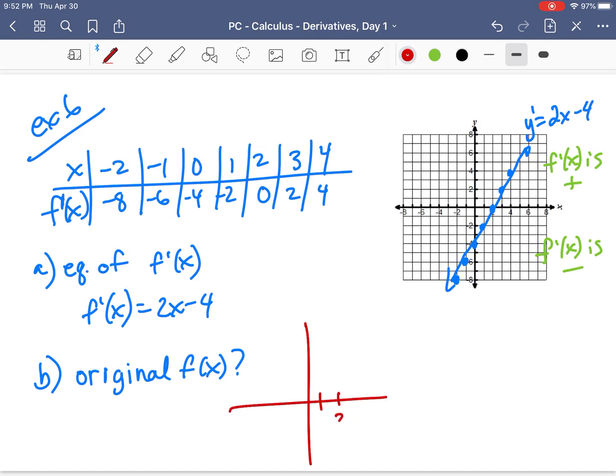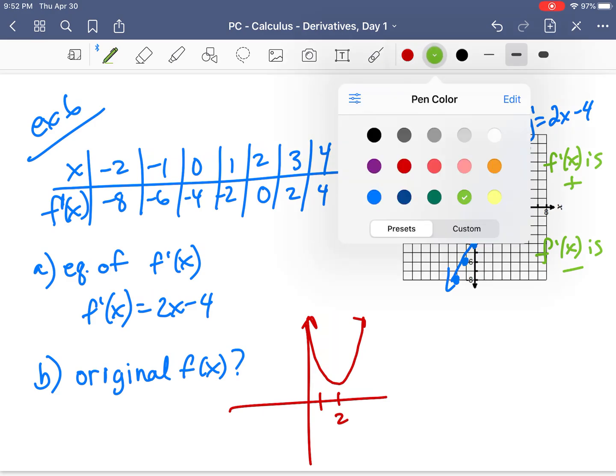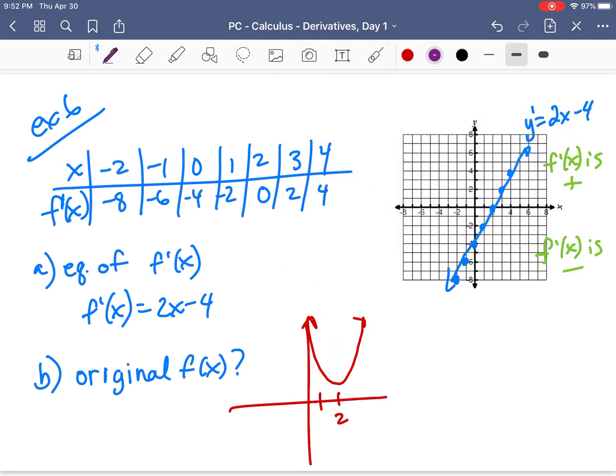At 2, I have like a max or a min. If I am negative, then I'm positive. That means I'm going down, and then I get to 2, and I'm flat, and then I go back up. So this could be my original graph. Or, you know what? My original graph might also look like this. It might be down here, but it has to be at 2. 2 is the place where my turn is going to be.